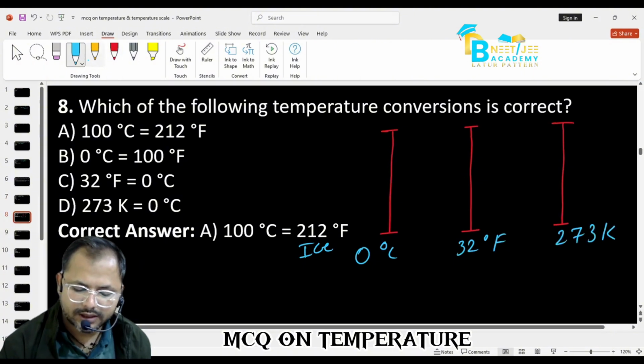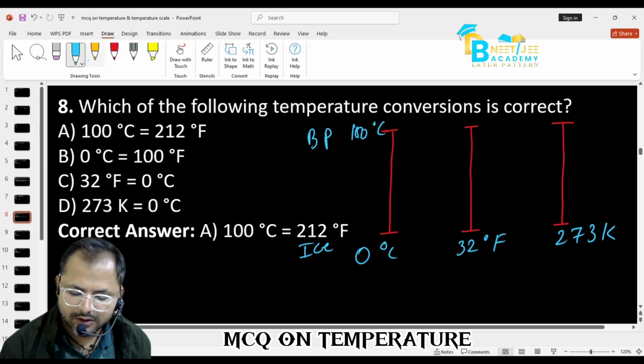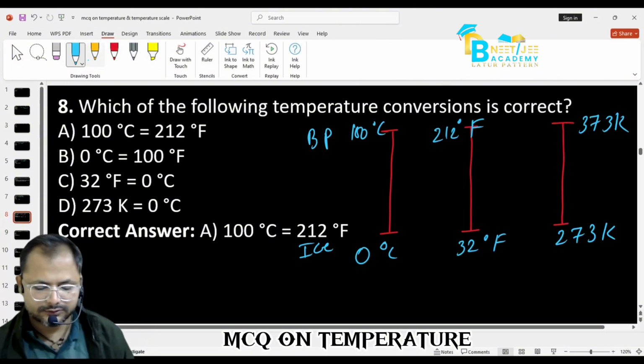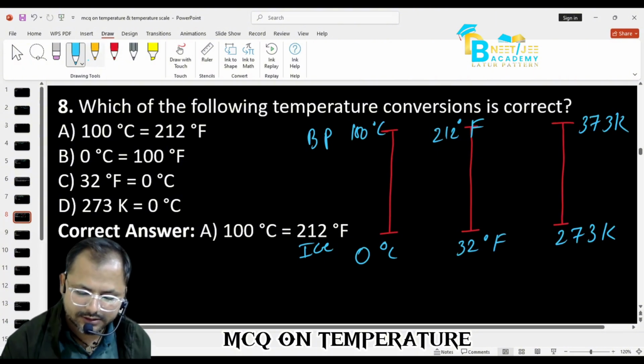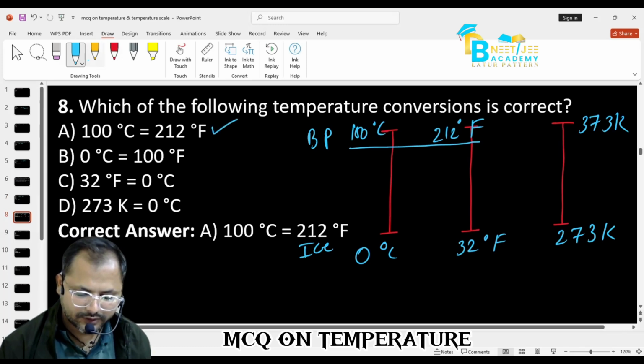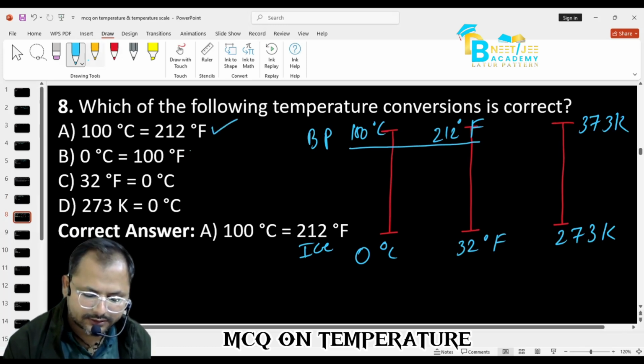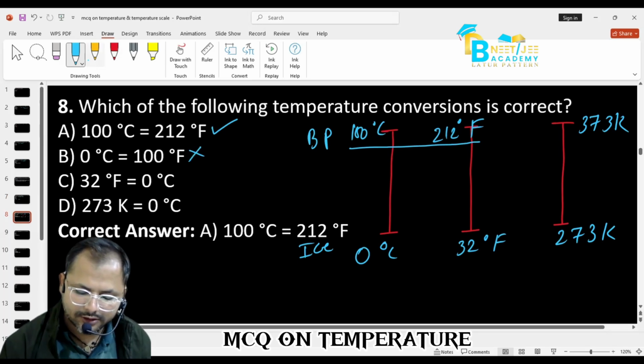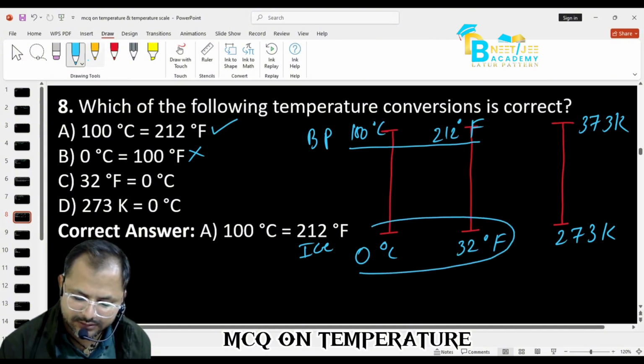This is the ice point. And the boiling point on the Celsius scale is 100 degrees Celsius, on the Fahrenheit scale it is 212 degrees Fahrenheit, and on the Kelvin scale it is 373 Kelvin. So 100 degrees Celsius is equivalent to 212 degrees Fahrenheit. 0 degrees Celsius to 100 degrees Fahrenheit is wrong. The third option, 32 degrees Fahrenheit is equal to 0 degrees Celsius, is correct.